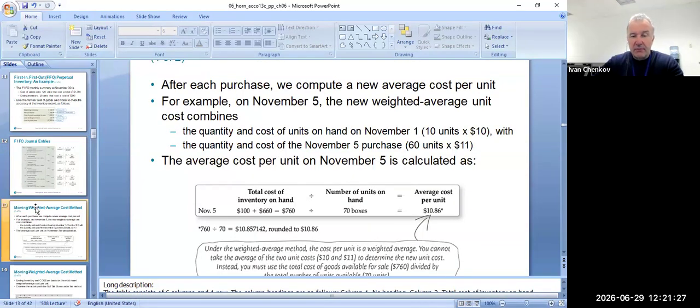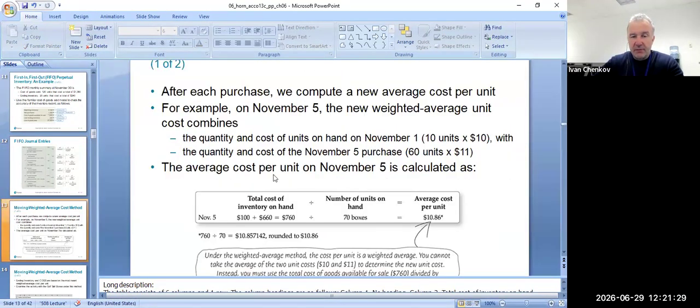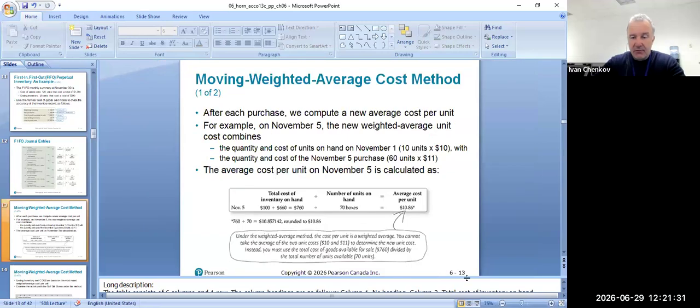In the perpetual system, we're going to have this moving average. The moving average is interesting, but again, it's applicable only when we have accounting software. What does moving average mean? With every purchase, the weighted cost of the item is going to adjust. How is this going to work? Let's go back to the Excel spreadsheet and I'm going to show you.